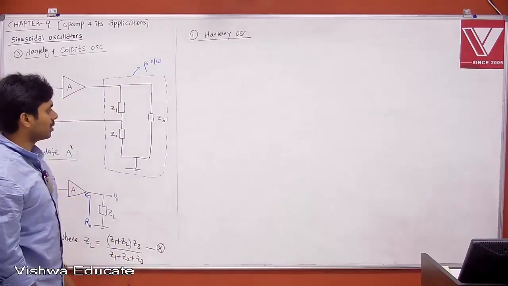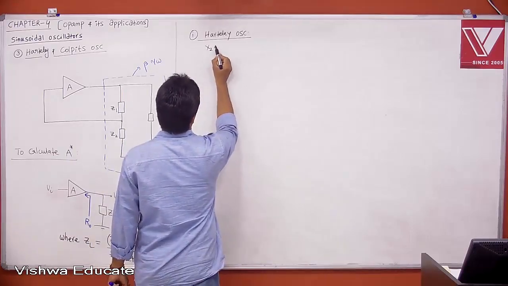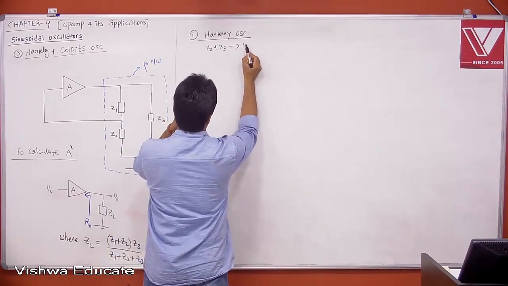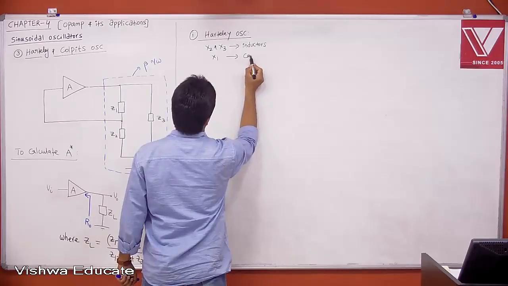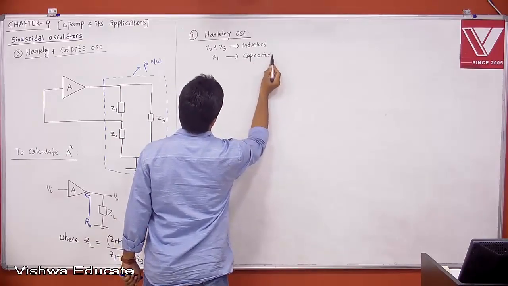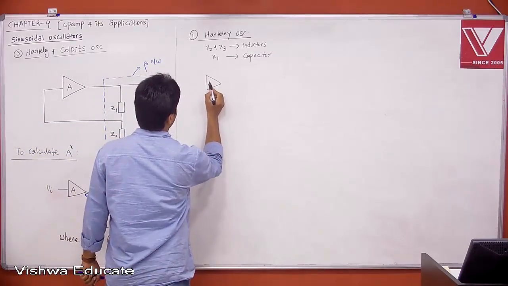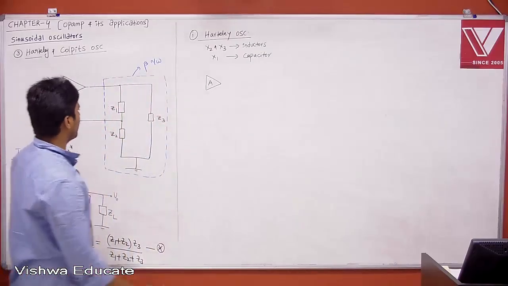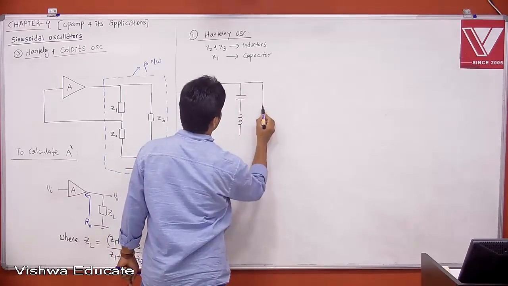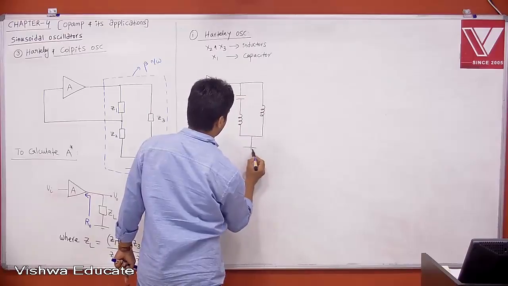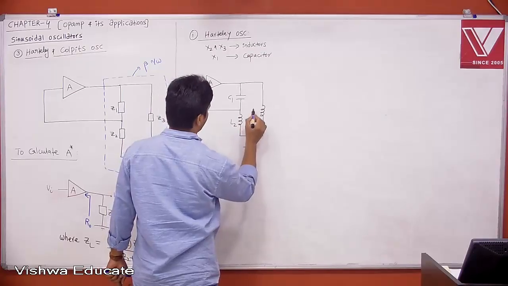Hartley oscillator is nothing but, if you observe clearly, X2 and X3 are inductors. And X1 is opposite to inductor, that is nothing but a capacitor. Therefore, if I use that, this is your amplifier A, then X2, X3 are inductors and this is a capacitor. This is your capacitor and this is your inductor and this is also your inductor. Now this is given to this. This is C1, this is L2 and this is L3.